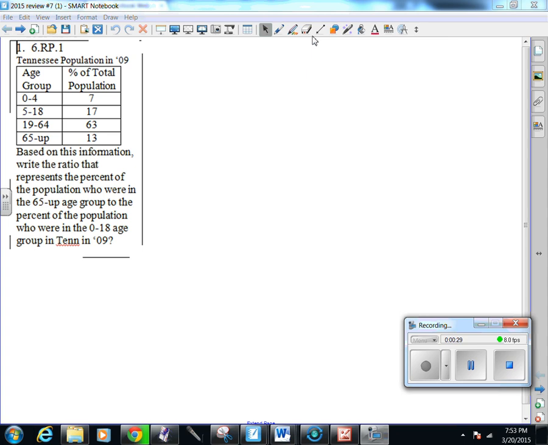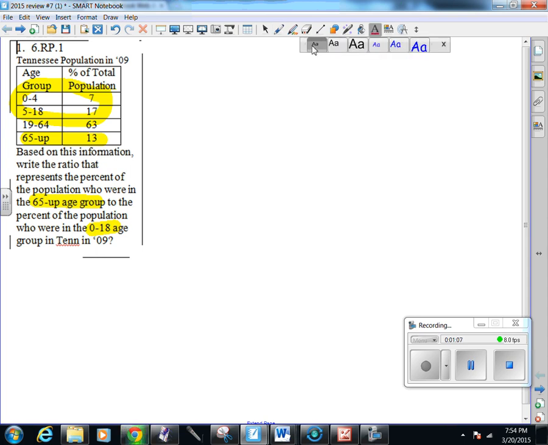So I need to look at what I've got here. And when I do that, I see that the 65 and up, there were 13. So let me look at my problem here for a sec. First thing I want to do is just highlight my problem a little bit. So it says the 65 and up age group to the 0 to 18. So when I look in my chart, I see the 65 and up, that's 13. So that's the first thing. And then the 0 to 18. Here's the thing though, 0 to 18 comprises these two things. So what I need to do is have the total of this. So I'm going to need to add that.